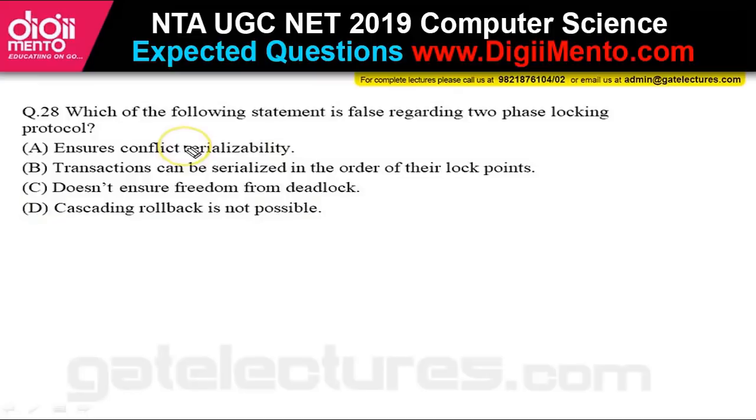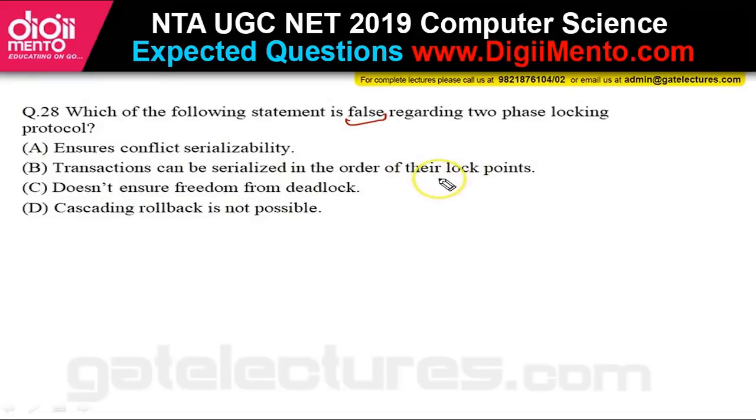So here we have our next question, which says which of the following statements is false? False statement regarding the two-phase locking protocol. So they are saying it ensures conflict serializability. B option says transactions can be serialized in the order of their lock points. C option says it doesn't ensure freedom from deadlock, and the D option says cascading rollback is not possible.